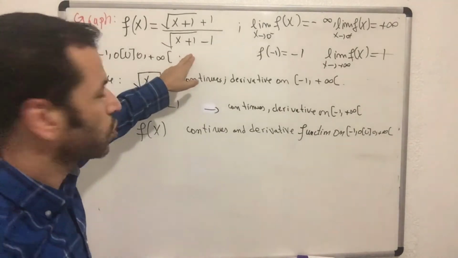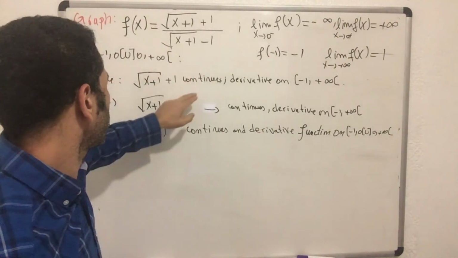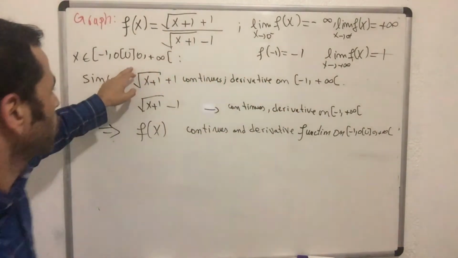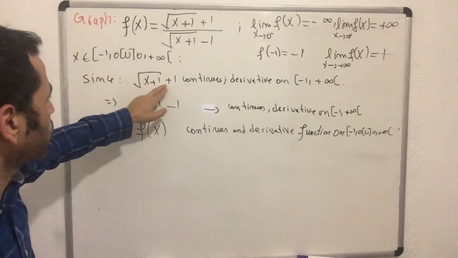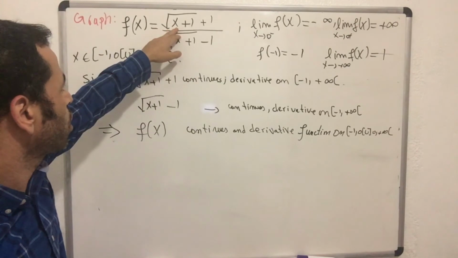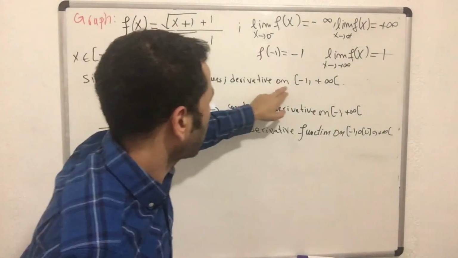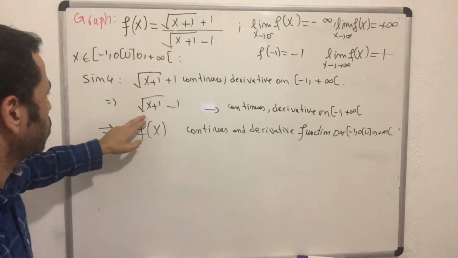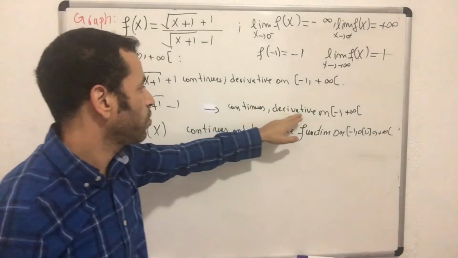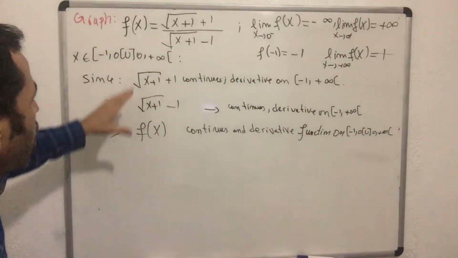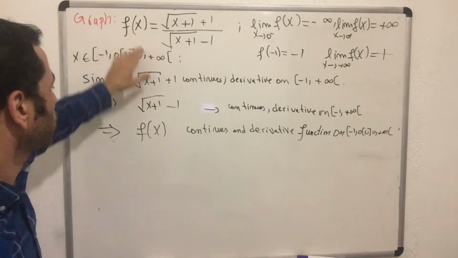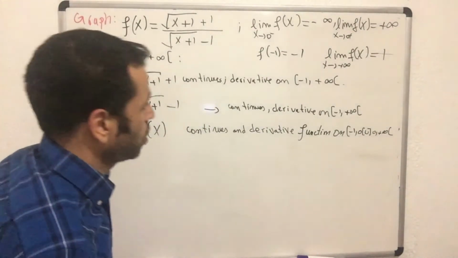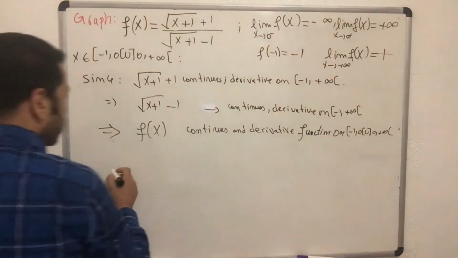In order to calculate the derivative function, we have to make sure your function is continuous and differentiable on the interval that you have. Since we have square root of x plus 1 at the numerator, it is a continuous and differentiable function on minus 1, plus infinity. The second function, at the denominator, square root of x plus 1 minus 1, is also continuous and differentiable on minus 1, plus infinity. So our fraction, which is equal to f of x, is continuous and differentiable on this interval, so now I'm allowed to calculate the derivative function of this one.